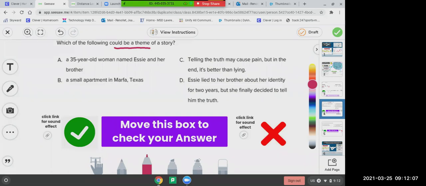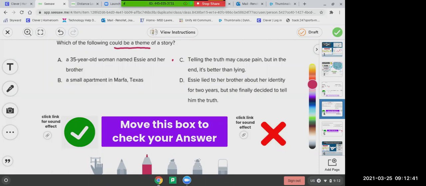Let's go to answer C. Telling the truth may cause pain, but in the end, it is better than lying. Telling the truth. Is that a lesson or message the author wants us to learn? I think it might be C, but I'm going to go ahead and check with D. D, Essie lied to her brother about her identity for 2 years, but she finally decided to tell him the truth.